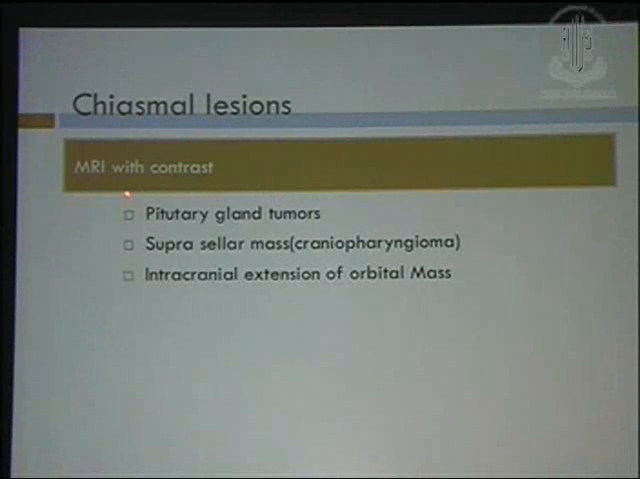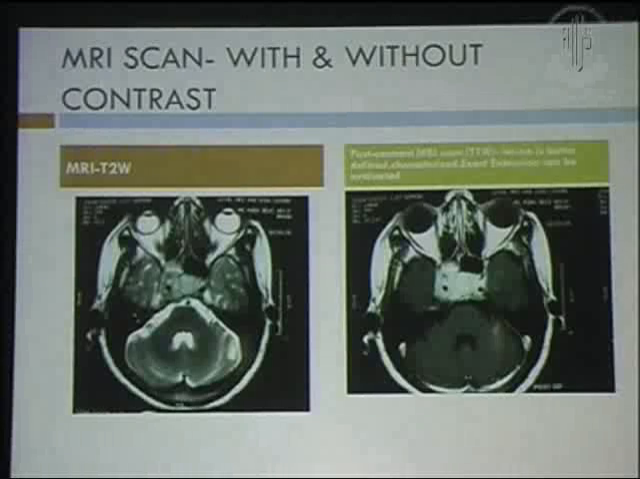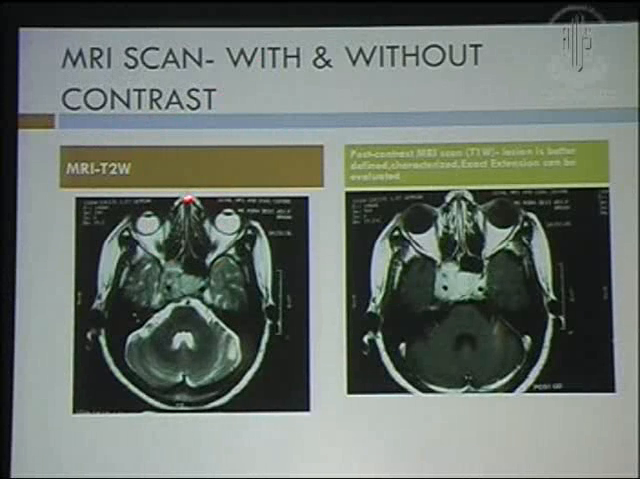Now, MRI with contrast can also be used for pituitary gland tumors, a suprasellar mass, an intracranial extension of orbital mass, etc. Now, this is a patient MRI scan with a T2 weighted image, pre and post contrast. You can see this was a sellar mass which was present, which is quite visible, but definitely it is much better visible on a contrast scan in the T1 weighted image.